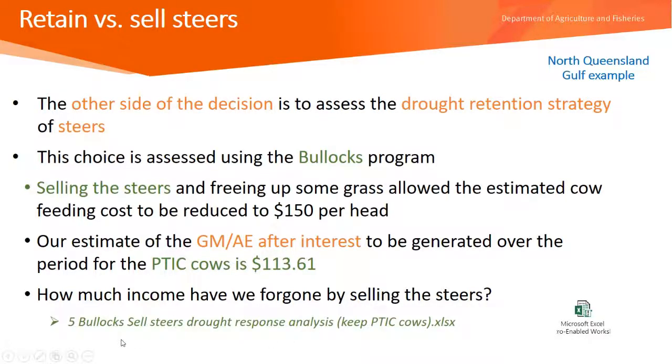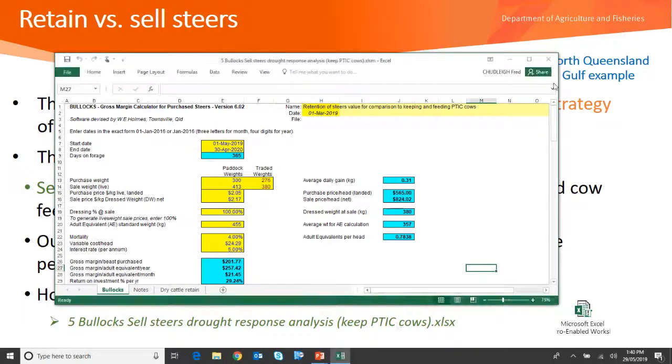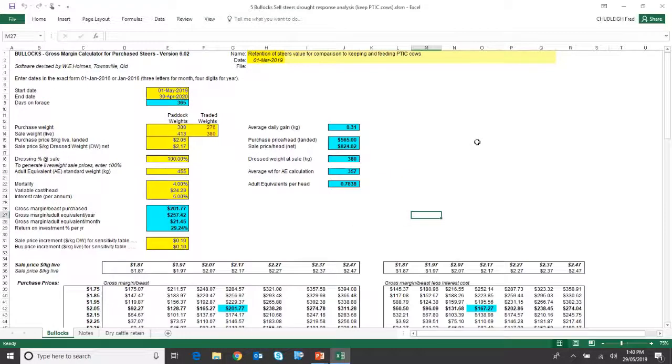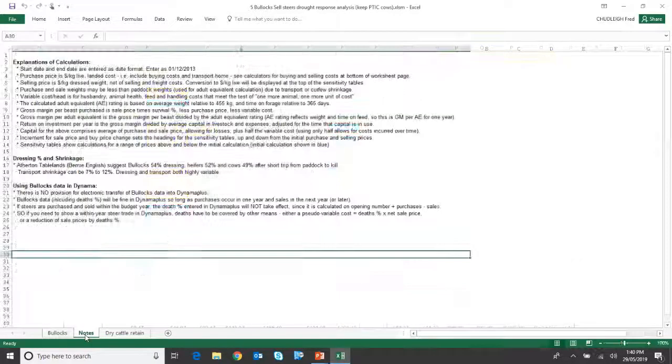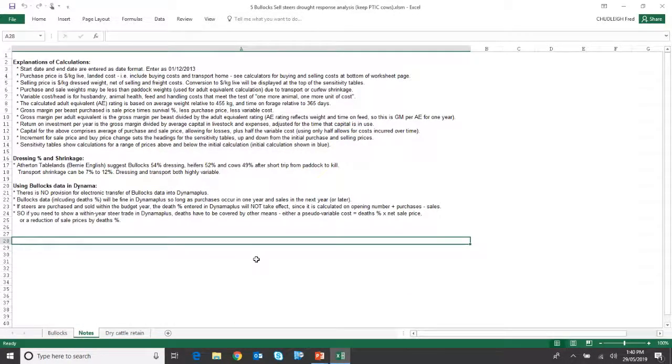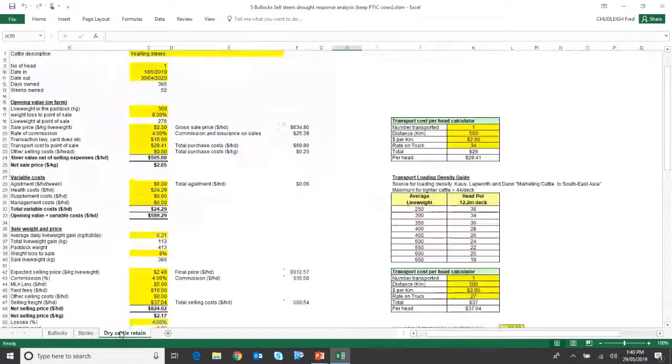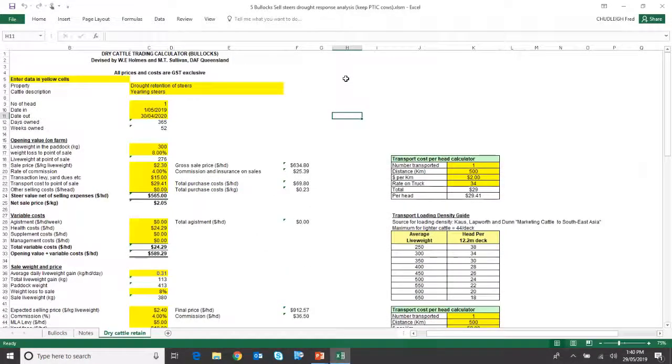So we've got this Bullocks program. The example one is called Sell Steers Drought Response Analysis, Keep the PDIC cows. You can download it and look at it and play with it. If we load it up, this one has got the original version of Bullocks in it on this Bullocks sheet. There's some notes to explain how that works, and there's a user manual on the website. But we've also got this version here, which we call the Dry Cattle Trading Calculator, Bullocks in brackets.